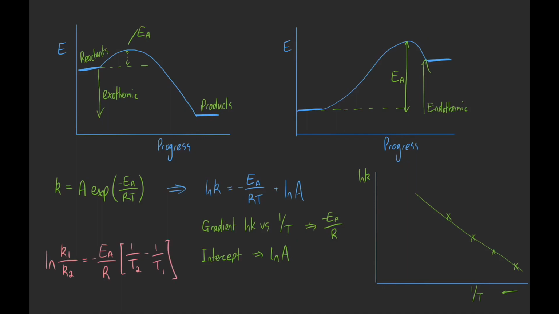This expression is extremely useful because it allows us to make just a couple of measurements at different temperatures and infer a lot of information about the system. Particularly if we know the activation energy, for example, then we can predict what the reaction rate will be at any other temperature based on just one other measurement.